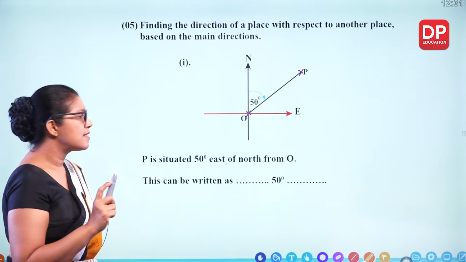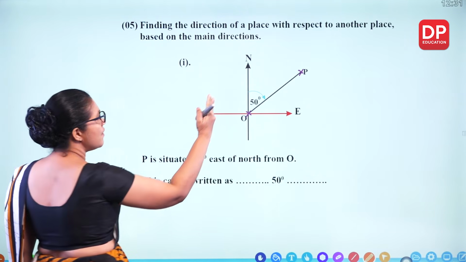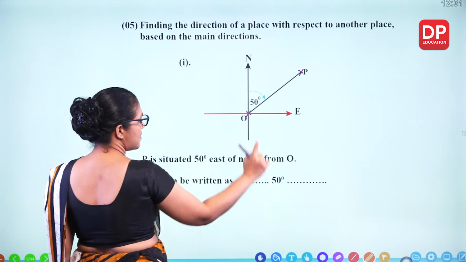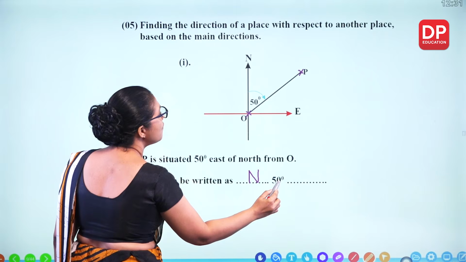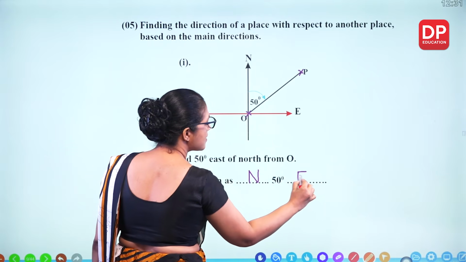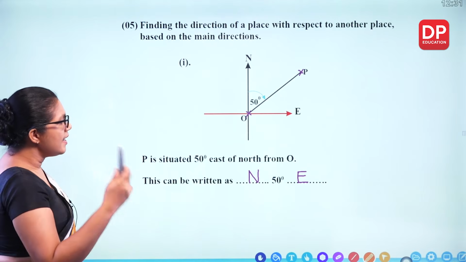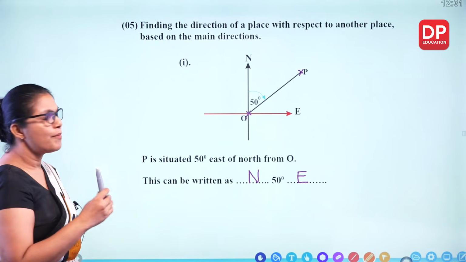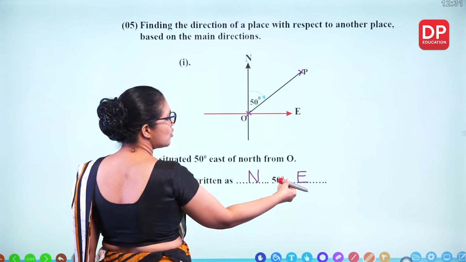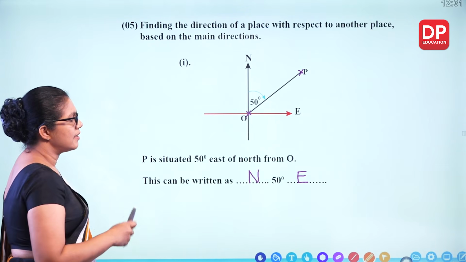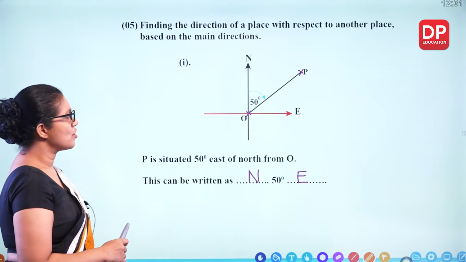Without writing this in words, I can write the same thing as we write down the angle. Starting direction we write first. N 50 degrees E means east side from north. Starting direction is north. From north to east 50 degrees. So you can use this notation to identify the direction.